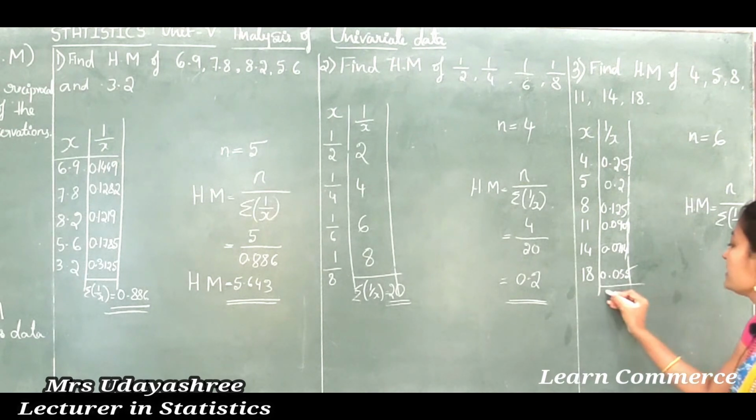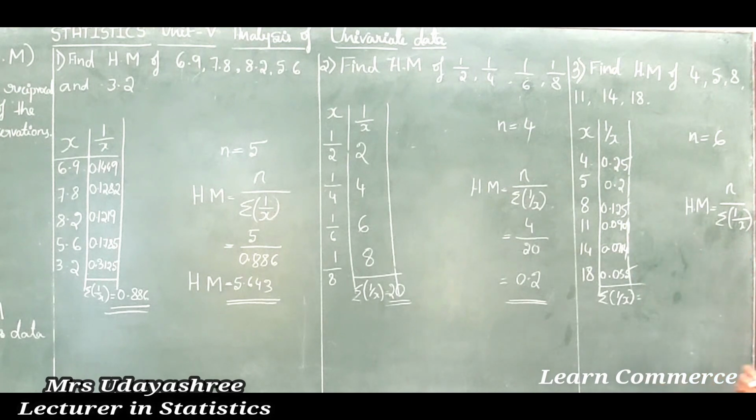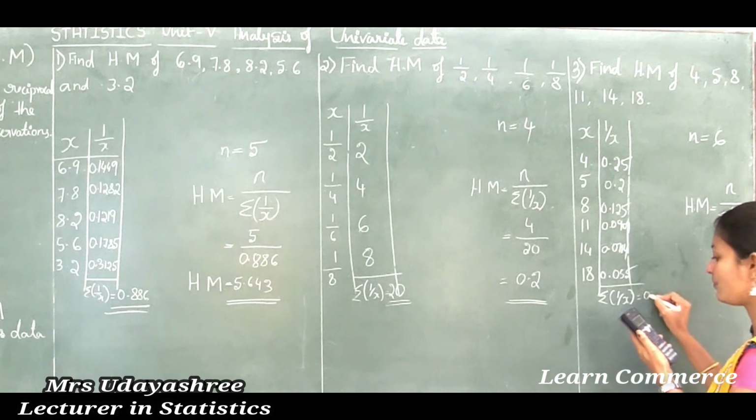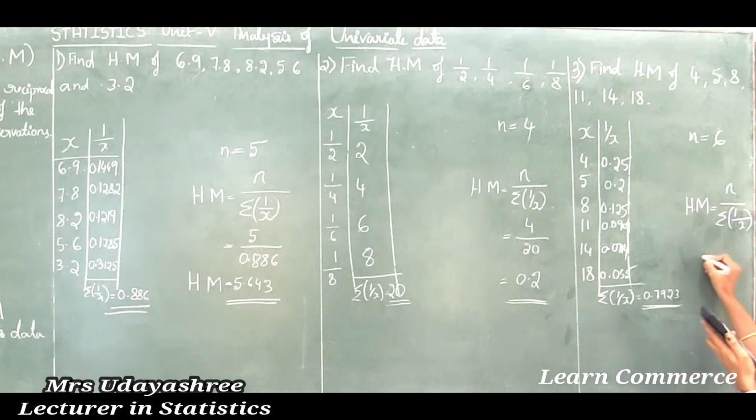Next we need to find summation 1 by x. That is total of 1 by x observations. Here the first value is 0.25 plus 0.2 plus 0.125 plus 0.0909 plus 0.0714 plus 0.055. So here sum of 1 by x value is 0.7923.